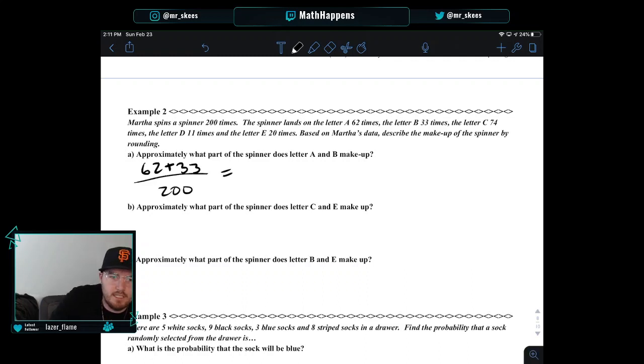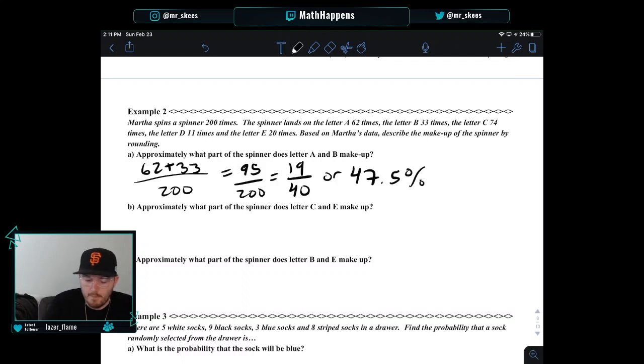That comes out to be 95 out of 200, which reduces down to 19 out of 40, or 47.5%. Please reduce your fractions, just reduce them. All right, 95 and 200 are both divisible by 5. So that reduces down to 19/40ths, or 47.5% when you plug it into a calculator.